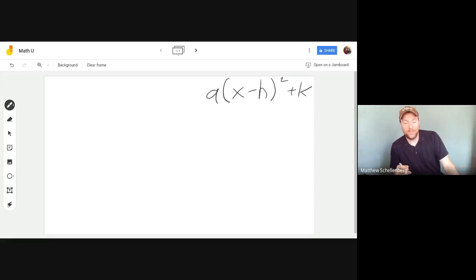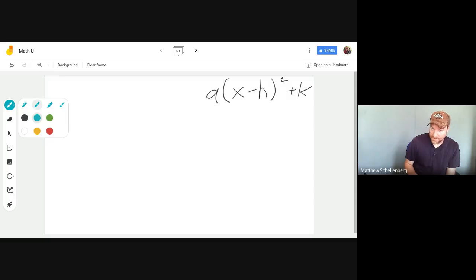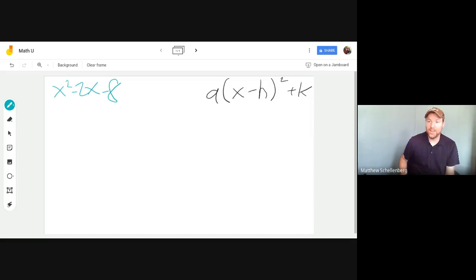Hey everybody, this video is going to be about converting quadratics from standard form into graphing form. And so the graphing form is the one that I have there on the top right. And so let's take an example. So let's say that we have x squared minus 2x minus 8, and I need to re-express this in this format.